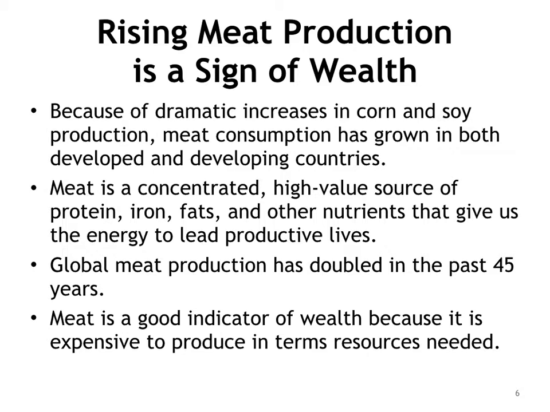Meat is a good indicator of wealth because it is expensive to produce in terms of the resources needed to grow an animal. As discussed in Chapter 2, herbivores use most of the energy they consume in growing muscle and bone, moving around, staying warm, and metabolizing or digesting food. Only a little food energy is stored for consumption by carnivores at the next level of the food pyramid. For every 1 kilogram of beef, a steer consumes over 8 kilograms of grain.